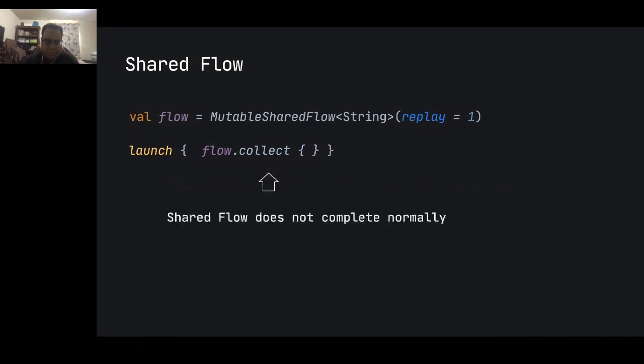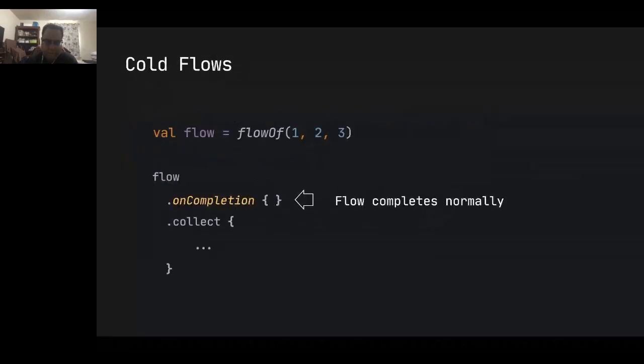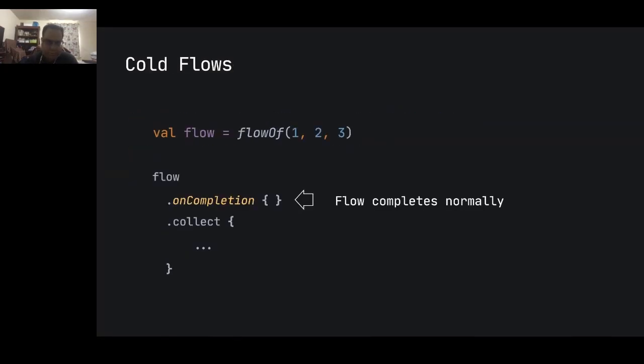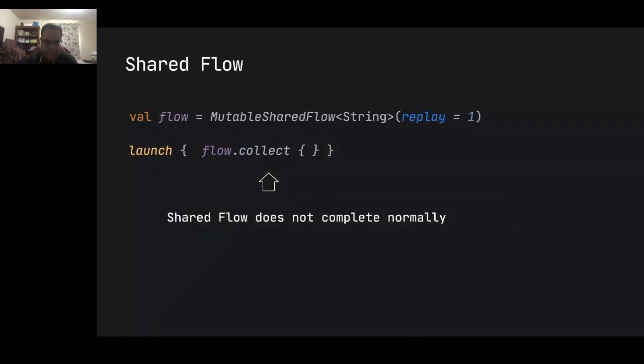Another important property to understand is that a shared flow doesn't complete normally. In this example, if you were to put an onCompletion block and log something in there, you'll see that it will never get called because the flow will never complete normally. In a cold flow, this is an example of a regular flow, which emits just 3 items, and after they have been emitted, onCompletion gets called. But over here, you'll never see onCompletion get called.